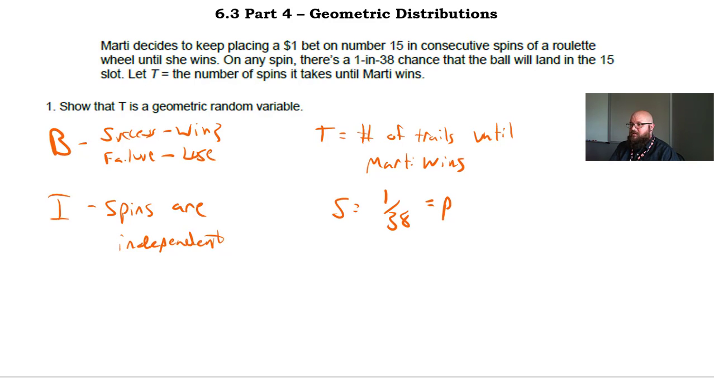Again, to determine this, the actual setup between geometric and binomial is dealing with, this is talking about until she wins instead of giving a set amount of trials, okay? So again, this is not giving a set amount of trials, as we're using the T value instead of an N where we had a set number of trials, okay?